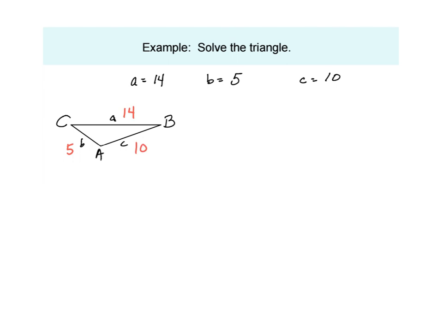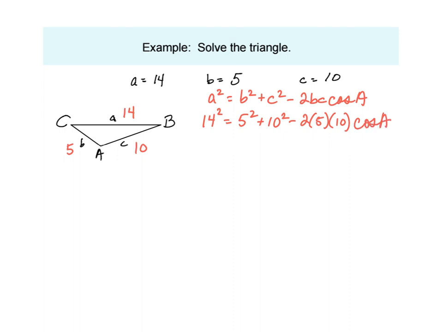So using the law of cosines, I find that A squared, 14 squared equals 5 squared. We're using this formula: A squared equals B squared plus C squared minus 2BC cosine of A. So 14 squared equals 5 squared plus 10 squared minus 2 times 5 times 10 cosine of A. So I have to solve for cosine of A. That's 14 squared minus 5 squared minus 10 squared. Then I have to divide by -2, divide by 5, and divide by 10. So I find that cosine of A is -0.71.